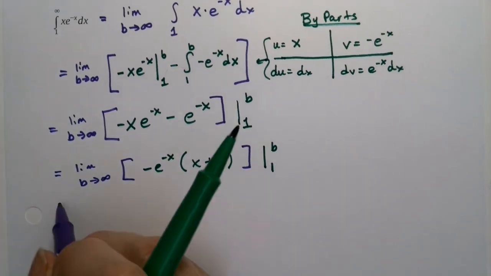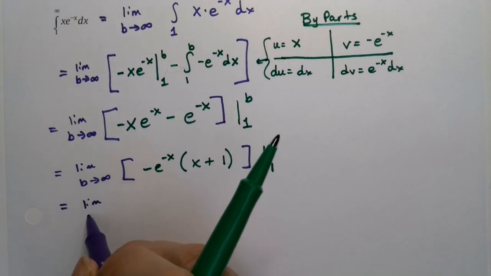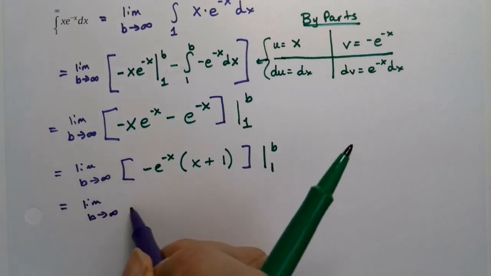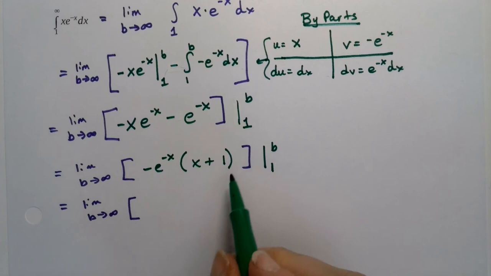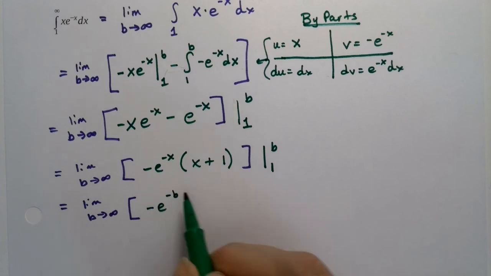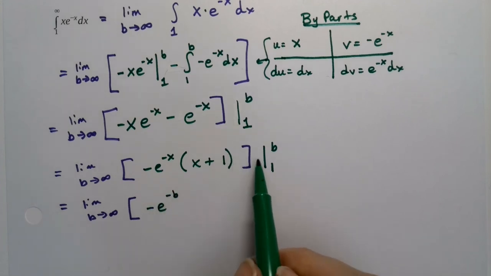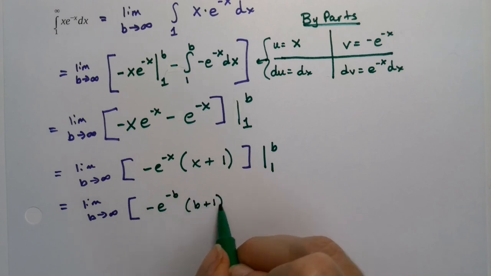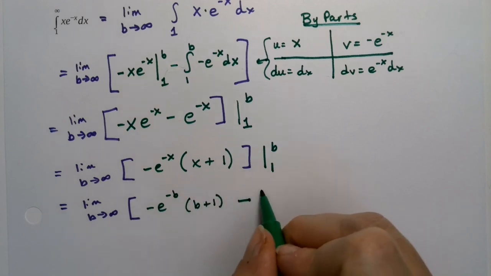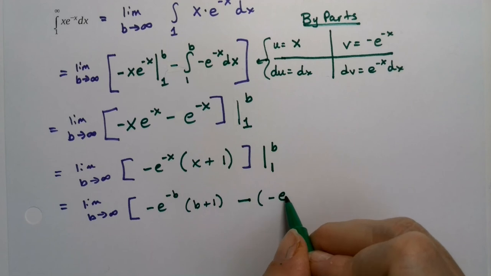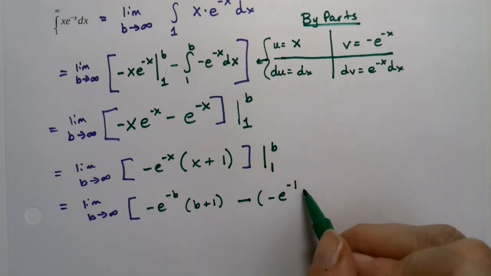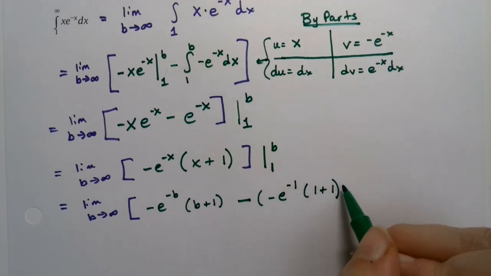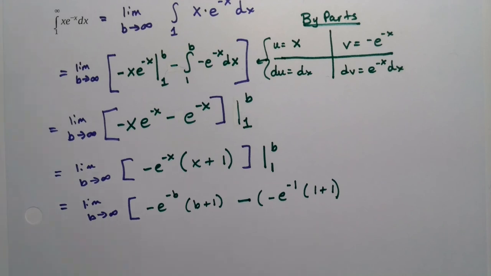So this is equal to the limit as b goes to infinity of negative e to the negative b times b plus 1 minus, and then negative e to the negative 1 times 1 plus 1.